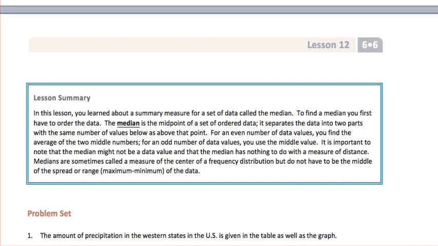Recall that in this lesson you learned about a summary measure for the set of data called the median. To find the median, you first have to order the data, put it in order from least to greatest. The median is the midpoint for a set of ordered data, and it separates the data into two parts with the same number of values below as above that point. For an even number of data values, you find the average of the two middle numbers. For an odd number of data values, you use the middle value.